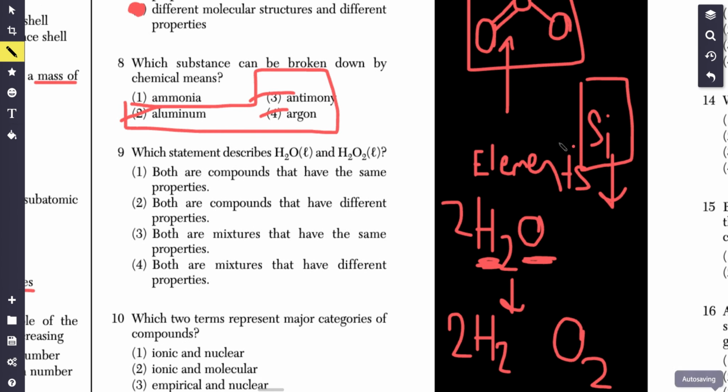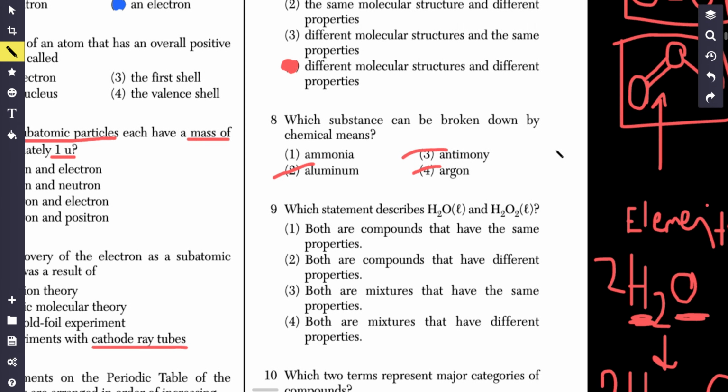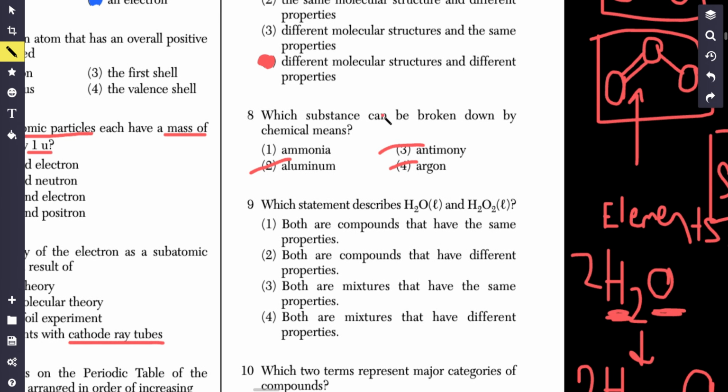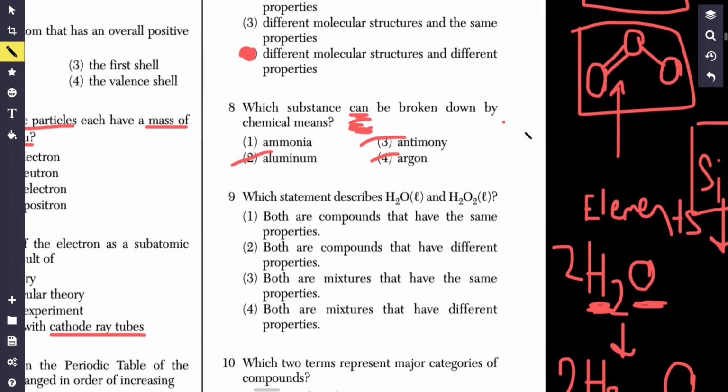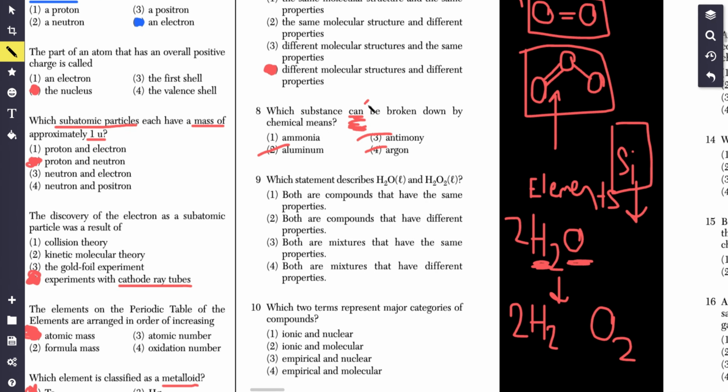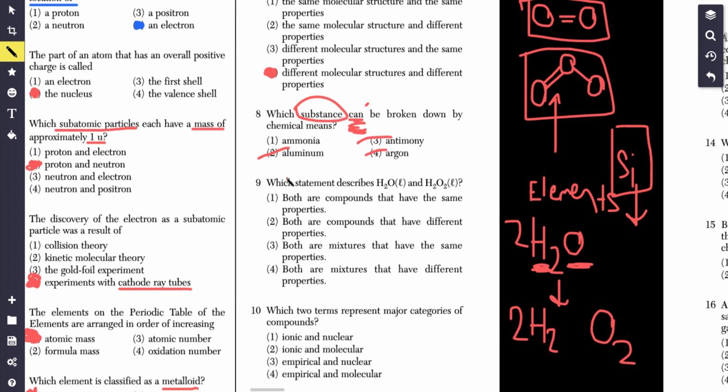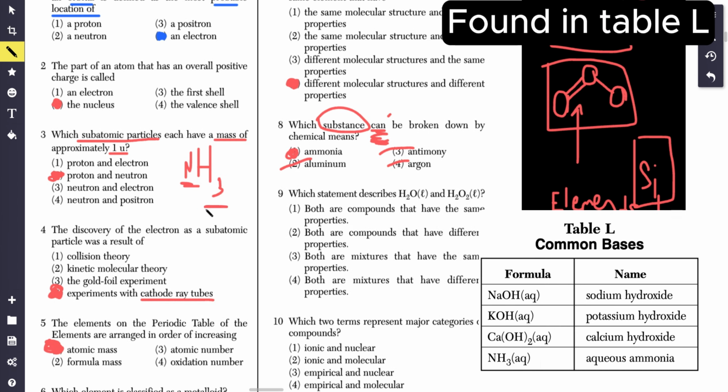We said how elements can't be broken down any further, but we have to be careful. We have to read the question. We want to find what substance can be broken down by chemical means. So if elements can't be broken down by any chemical means, then what substance can? AKA what substance has 2 or more elements in it? And in this case, it's ammonia. Ammonia is NH3. It has nitrogen, and it has hydrogen.